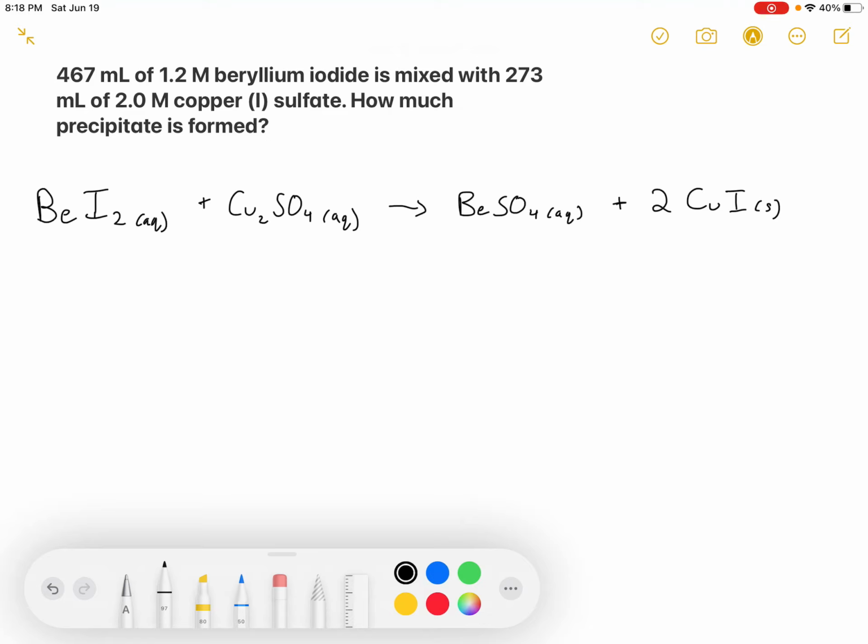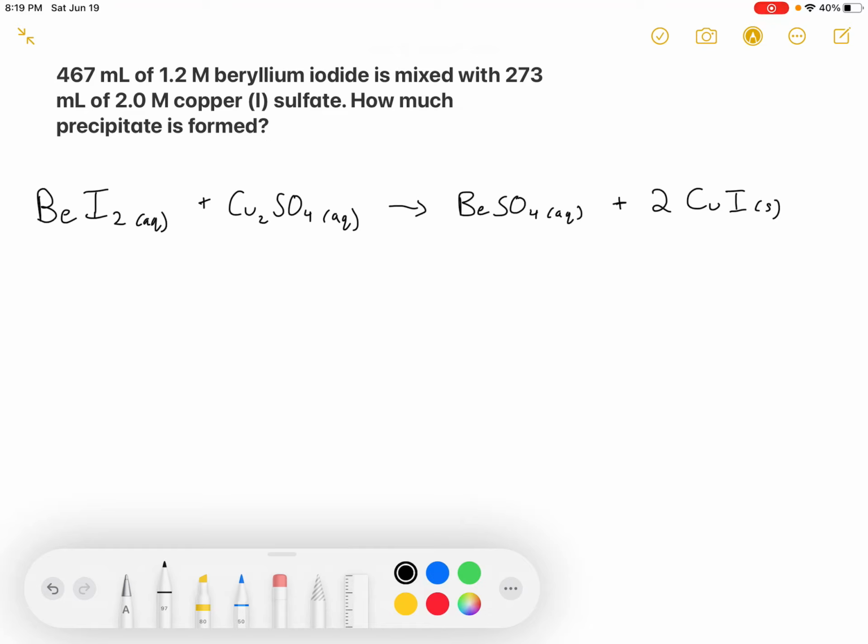So when I read the question, I see the 467 milliliters and the 1.2 molar, and I also see the 273 milliliters and the 2 molar. Now that is a clue. When I see data for more than one reactant, I'm like, oh, okay, there's more than one reactant that we've been given the information for. That means that I probably need to figure out which one's going to get used up first based on the information I have. So that means this is a limiting reactants problem. Right, so that's the kind of thoughts you need to be having.